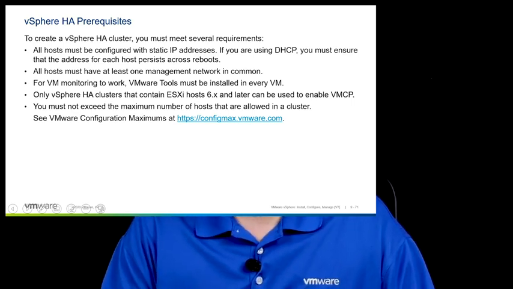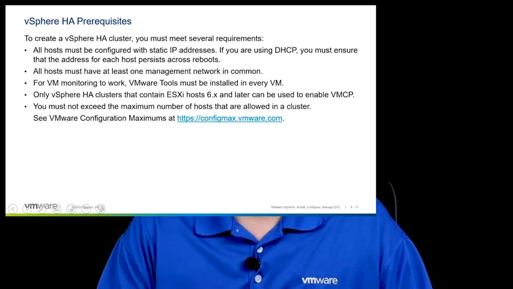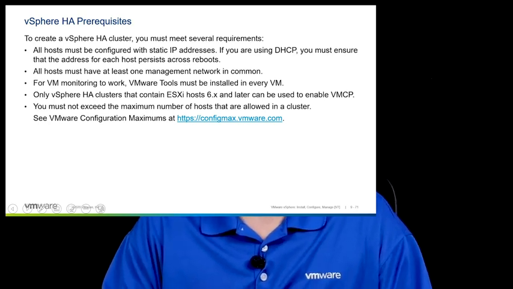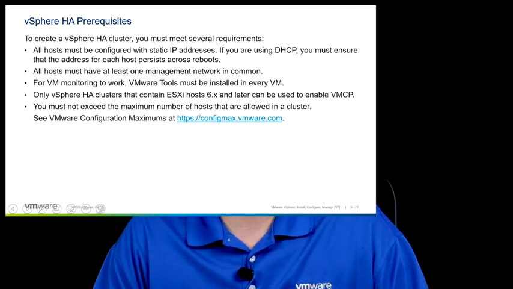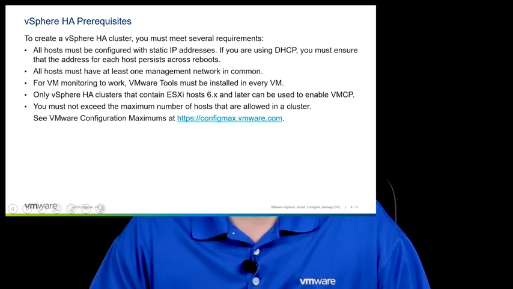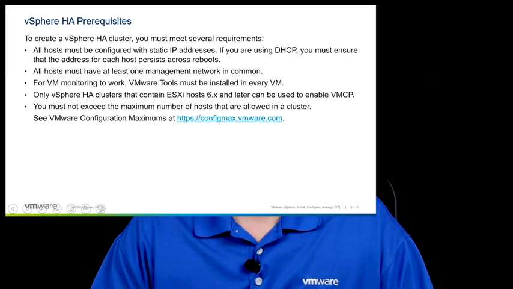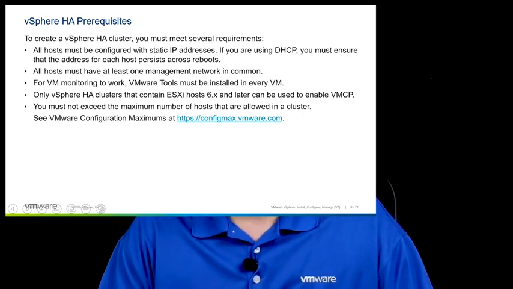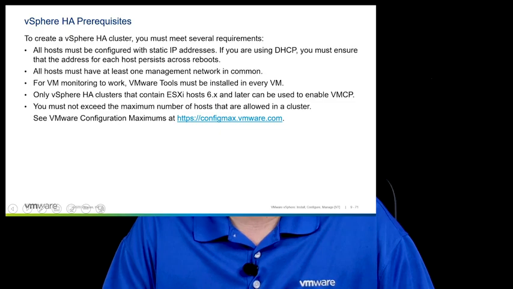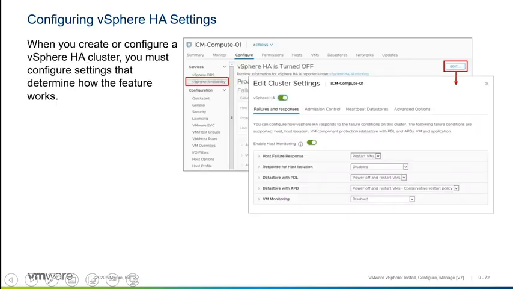Okay? Finally, you can't have more hosts in a cluster than we support. So you've got to have at most 64 ESXi hosts in your cluster in order for HA to work. If you're interested in what all of those configuration maximums are, check out the website configmax.vmware.com. Okay, so I build my cluster, I drag my hosts into the cluster, and HA is enabled.